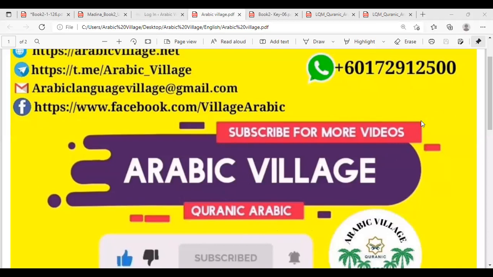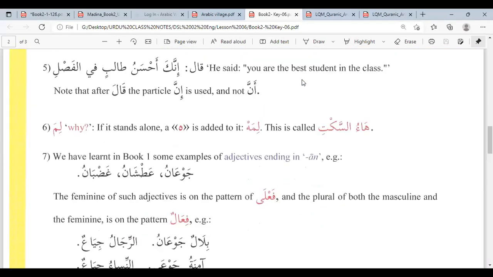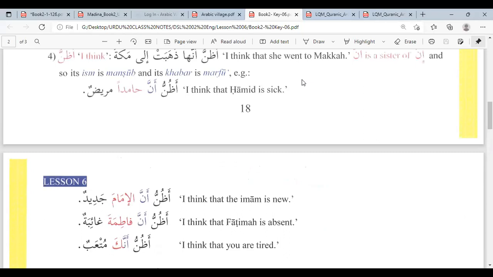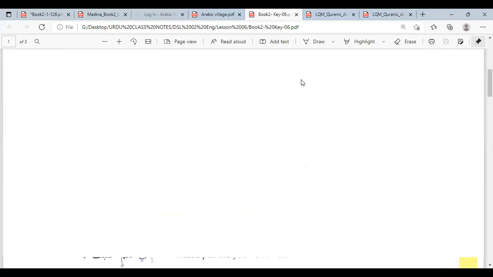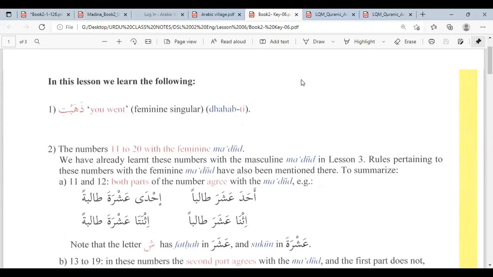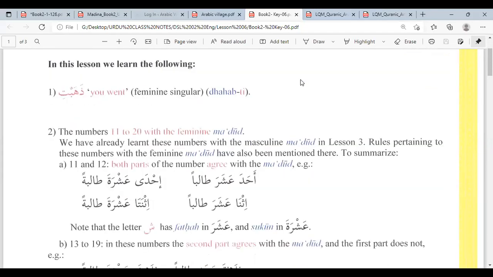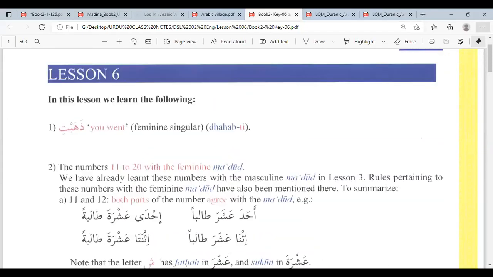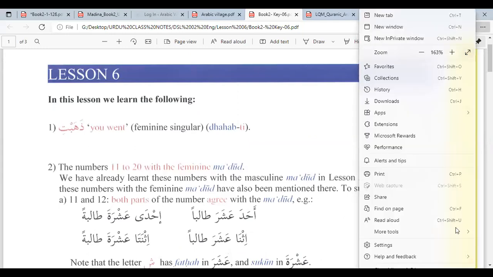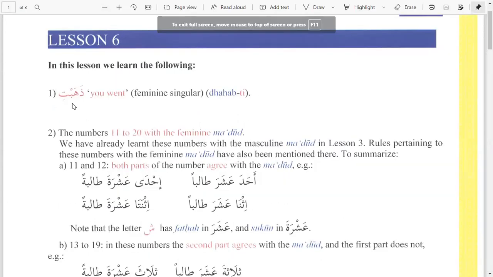Inshallah, today we will learn the new lesson of the Durusul Lughatul Arabiya, Book 2, lesson number 6. So, what will we learn in lesson number 6? We will learn the feminine of Zahaba.